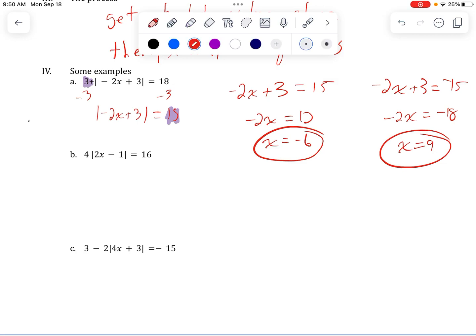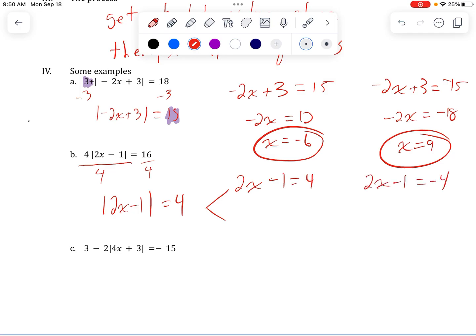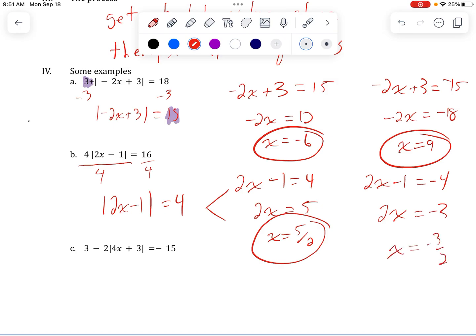So to get rid of multiplication like that, okay, you would divide both sides by 4. Similar to what I'd do if that absolute value was just a big giant variable, like if it was 4x. So I've got the absolute value of 2x minus 1 equals 4. And then again from here is where I'm setting up my two equations, right? So 2x minus 1 equals 4. 2x minus 1 equals negative 4. And then I'm adding 1 to get 5. I get x equals 5 halves when I divide by 2. I'm adding 1. I get 2x equals negative 3. I'm dividing by 2. I get x equals negative 3 halves.